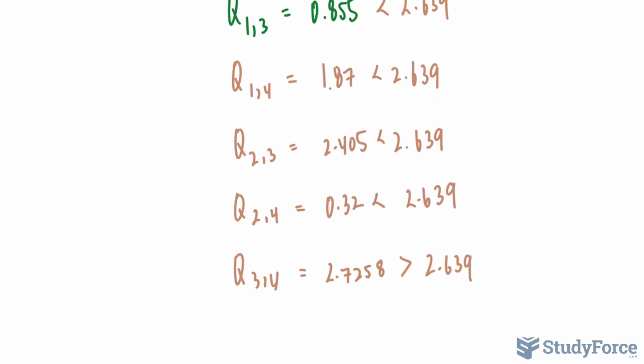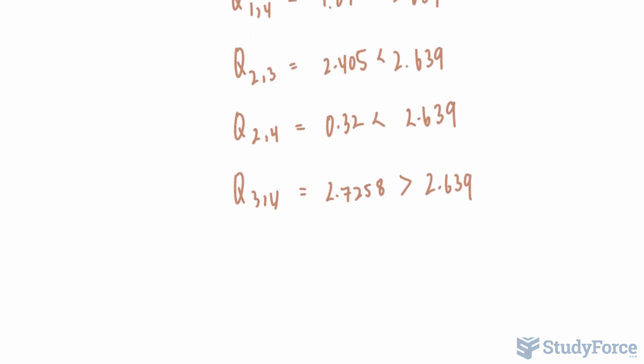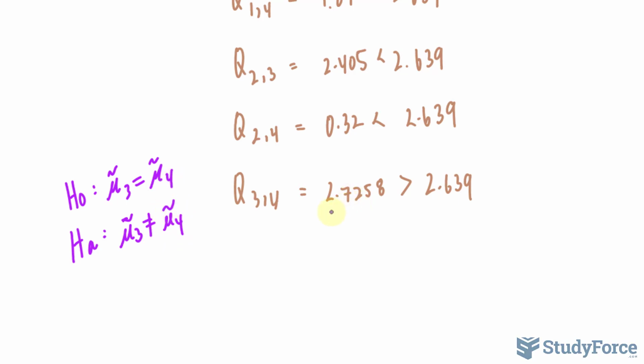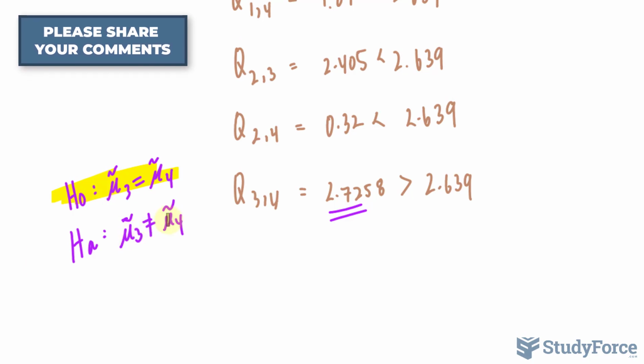Therefore, we would reject the null hypothesis. And the null hypothesis here would have been the mean of the ranks of treatment 3 is equal to the mean of the ranks of treatment 4. And the alternative will be that they're not equal. And that's a good thing. Because this Q value is greater than the critical value, we would have to reject this one in favor of the alternative hypothesis, suggesting that the mean of the ranks are different.